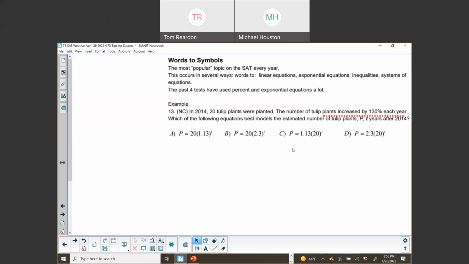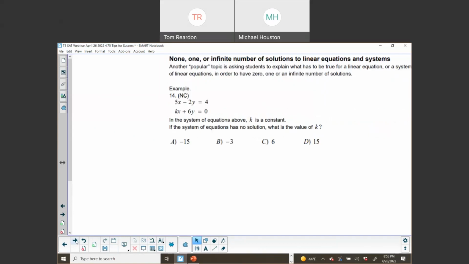You've got to remember the one it had before, so it's really 2.3, okay, and 20 with the initial. So be careful on that. They also love none, one, or infinite number of solutions, okay, to ask about that. And they ask it by doing something like this: if this system has no solutions and K is a constant, what is the value of K?